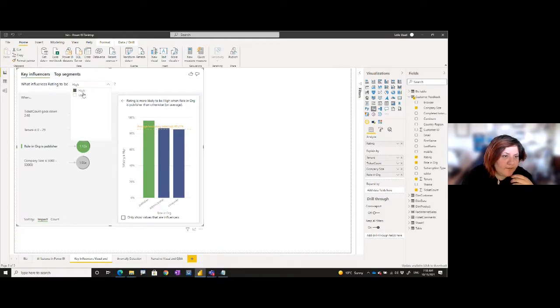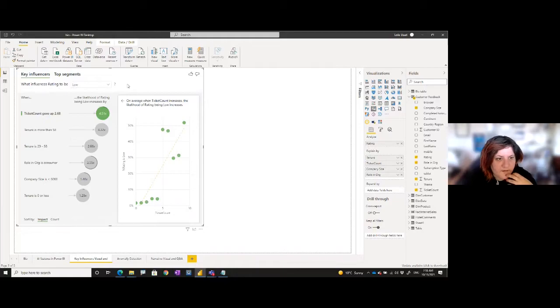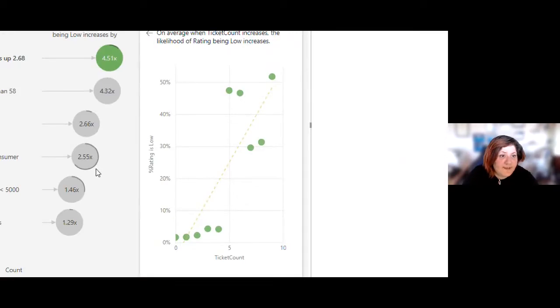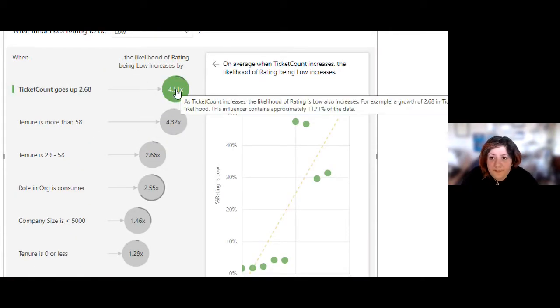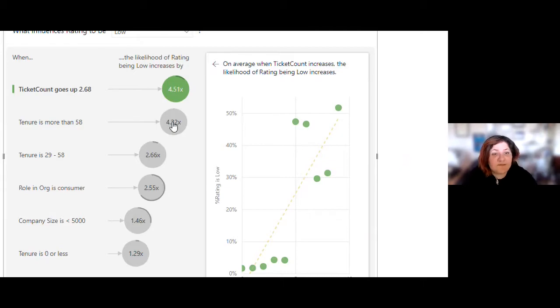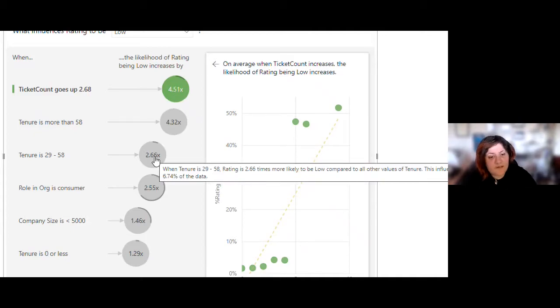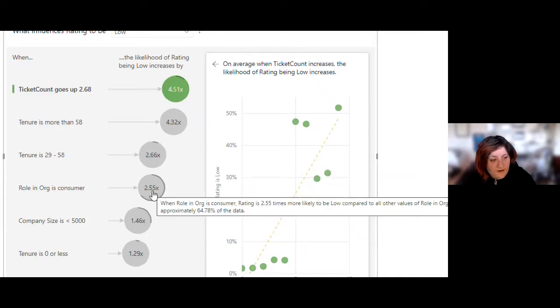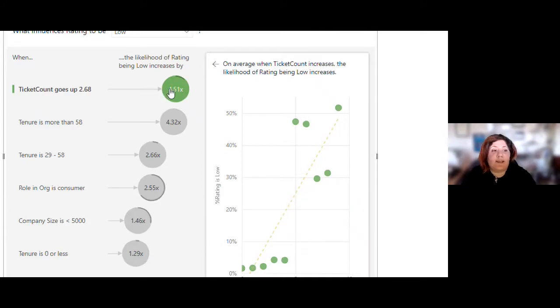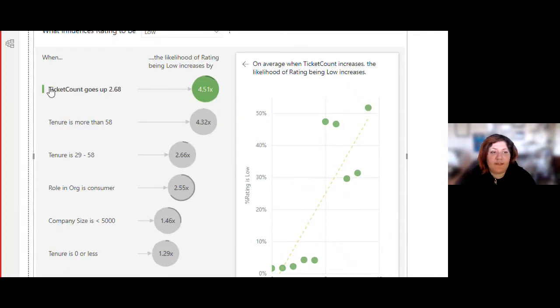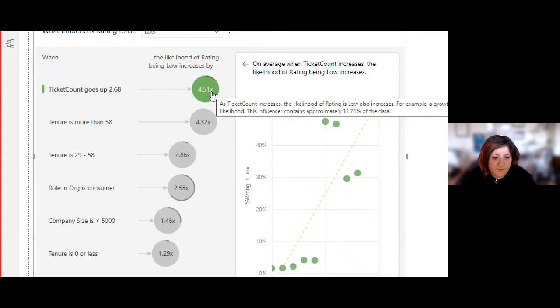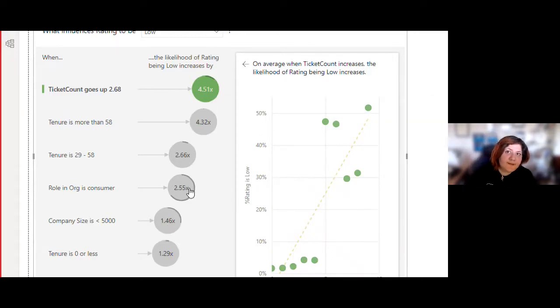I'm going to check the low one, and I can see that it's quite different. The first rule only applies to 11% of the data, so maybe it's not a really valid one. The second one is 32, the third one 6, and the only one that is really high is role in organization. It's really funny. At first, we see that it has a high impact on the ticket count, but only a couple of them are doing that. So that's something to investigate.